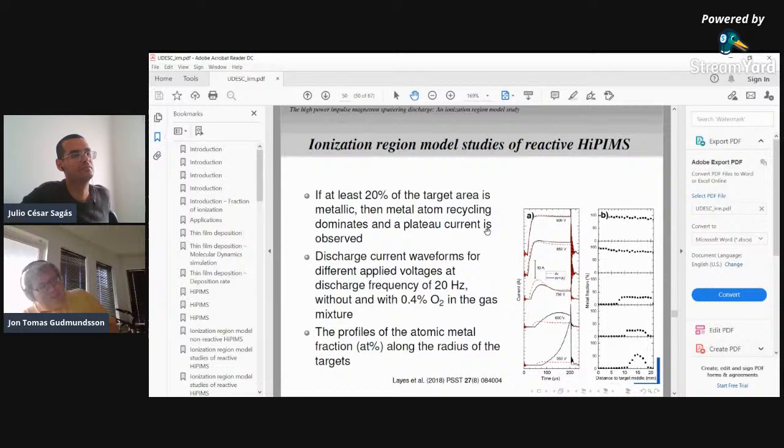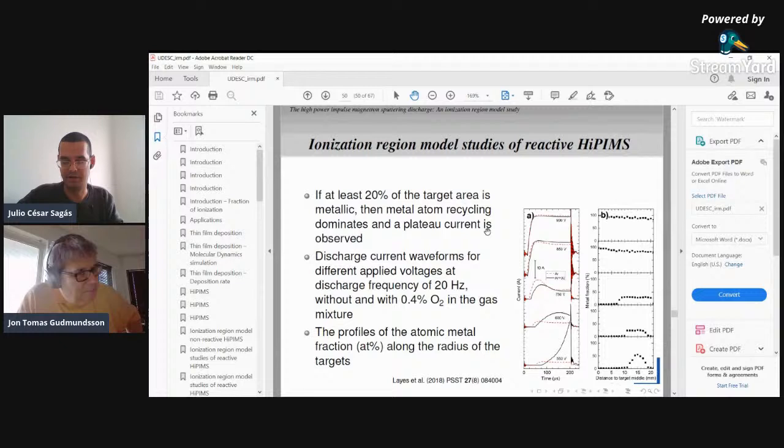Yes. And especially in the reactive case, when you have the poisoned surface, it would be very interesting to see how the oxygen atoms behave. I would think that the oxygen atoms can be quite fast, so this requires probably some TALIF or that kind of measurement. But this is a very good point and probably very important to study.